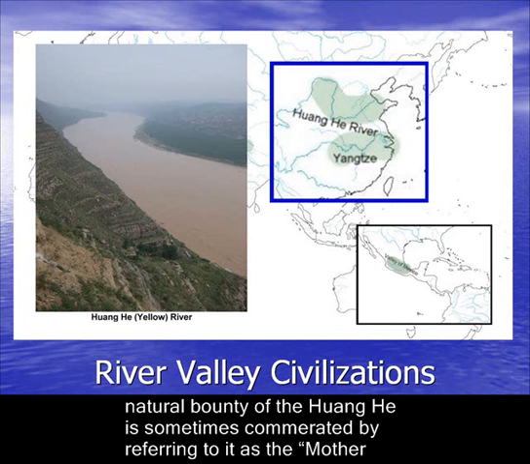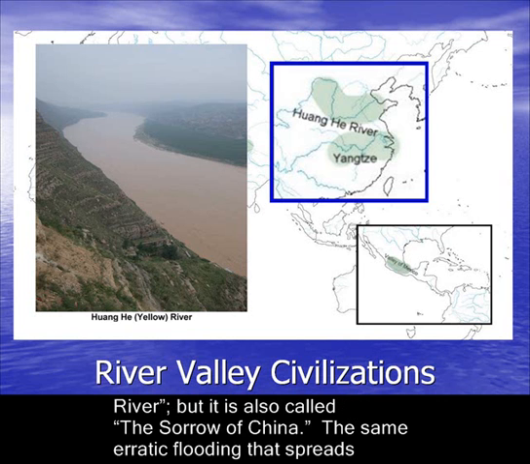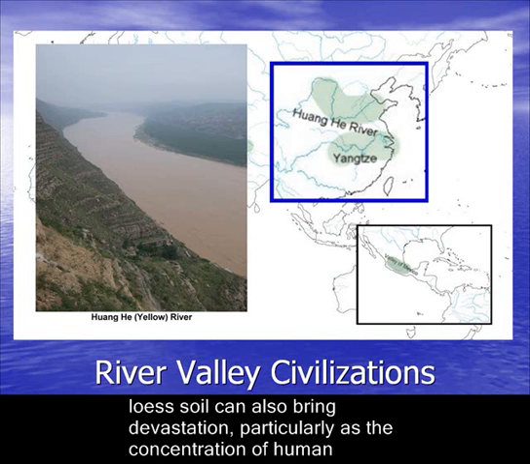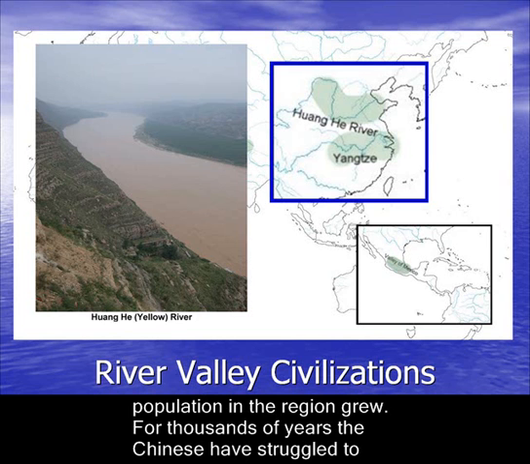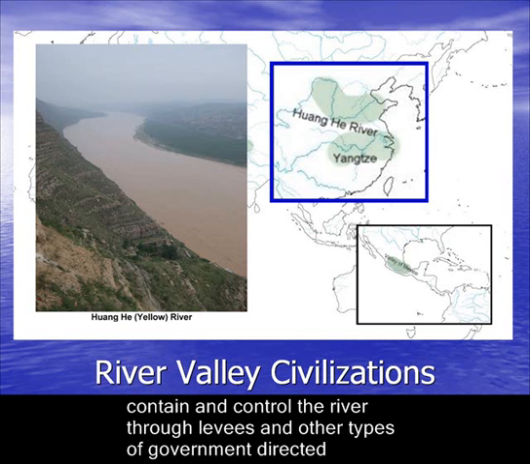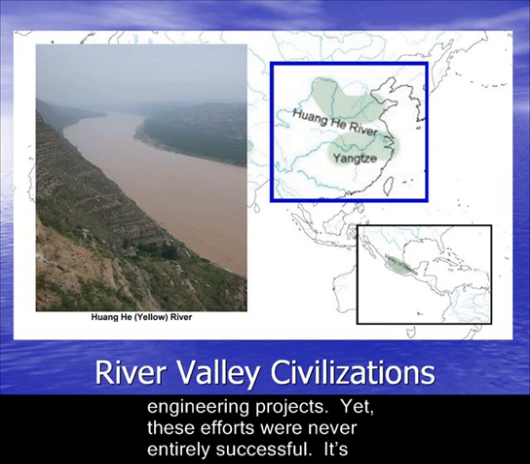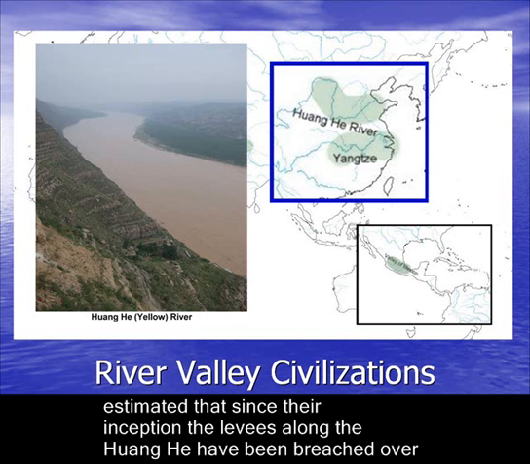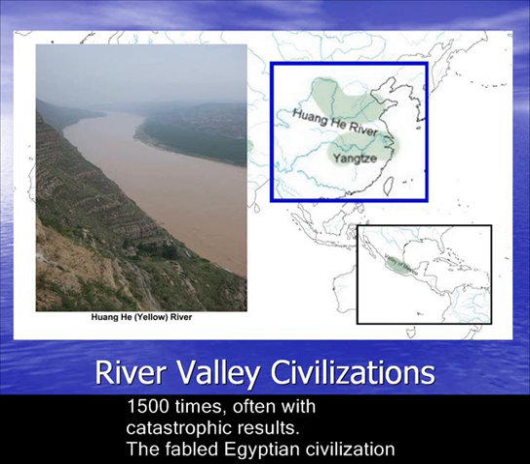In China, the natural bounty of the Huanghe is sometimes commemorated by referring to it as the Mother River, but it is also called the Sorrow of China. The same erratic flooding that spreads loess soil can also bring devastation, particularly as the concentration of human population in the region grew. For thousands of years, the Chinese have struggled to contain and control the river through levees and other types of government-directed engineering projects. Yet these efforts were never entirely successful. It's estimated that since their inception, the levees along the Huanghe have been breached over 1,500 times, often with catastrophic results.